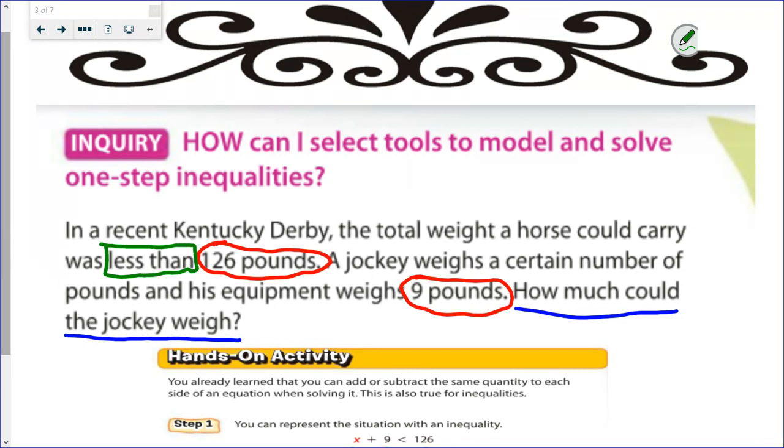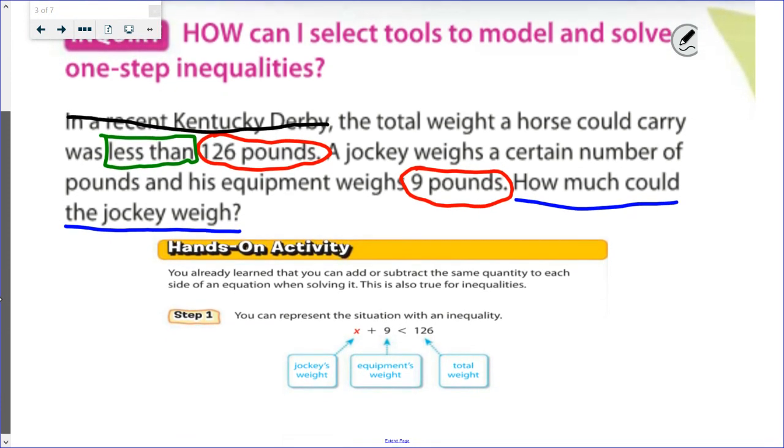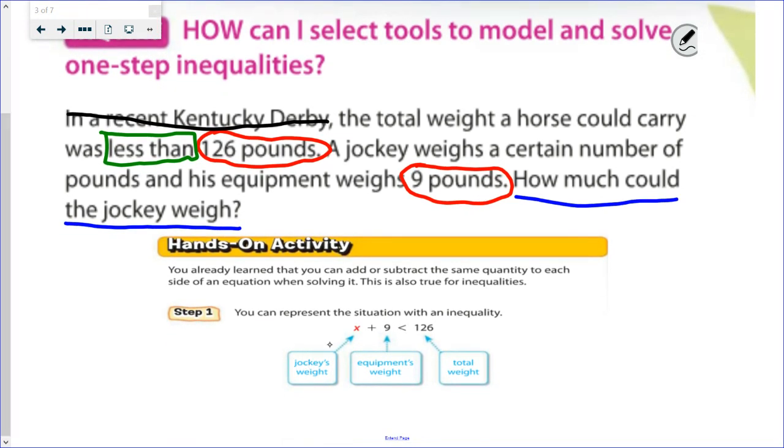And now we eliminate. And then we solve it. So the jockey's weight is X because he weighs a certain number. We should have boxed that too. And so that's X. So X plus the 9 pounds for the equipment is less than 126.